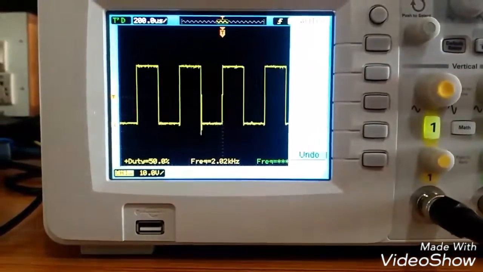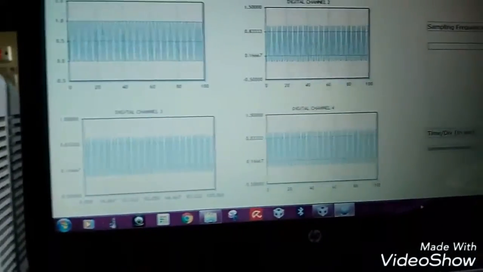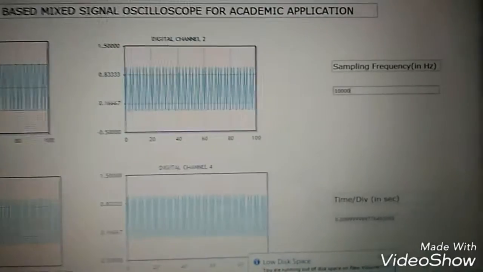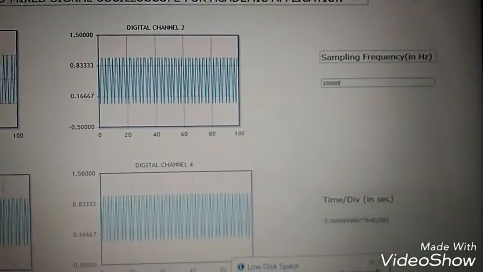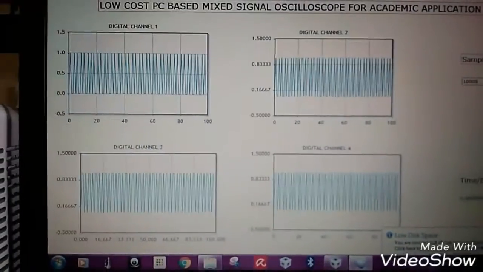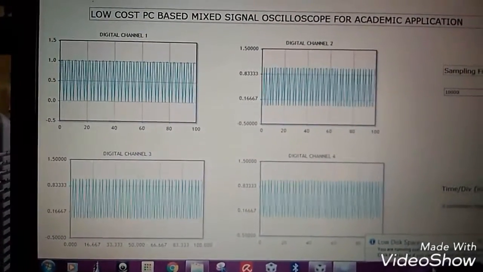Similarly, a pulse of 2 kHz is generated, and it is also validated in the DSO, and this pulse is given to the C2000 microcontroller, interfaced with the standalone GUI in the personal computer, and the sampling frequency is kept as 10 kHz, and the waveform is verified.